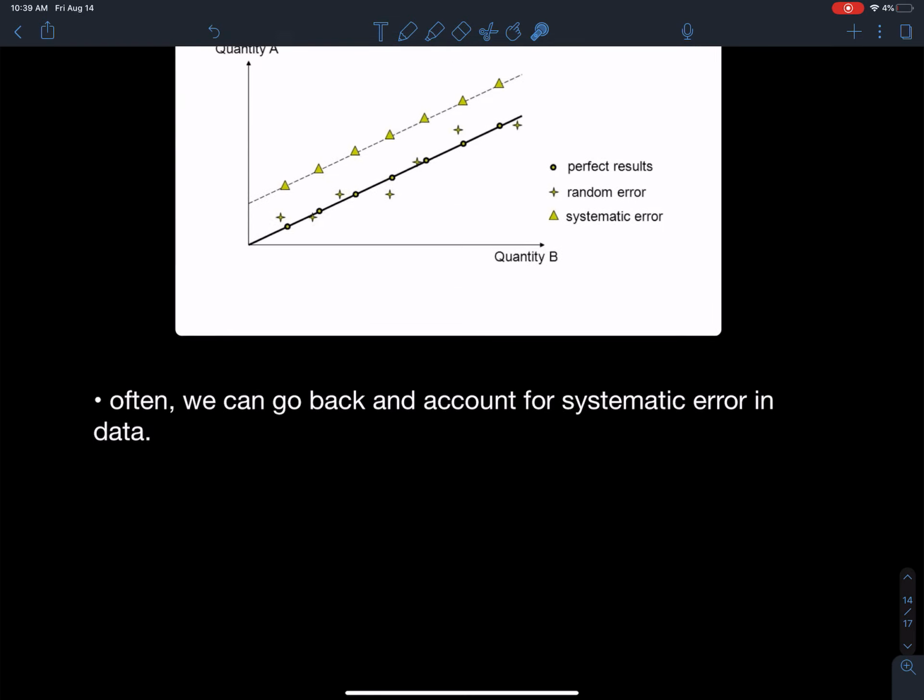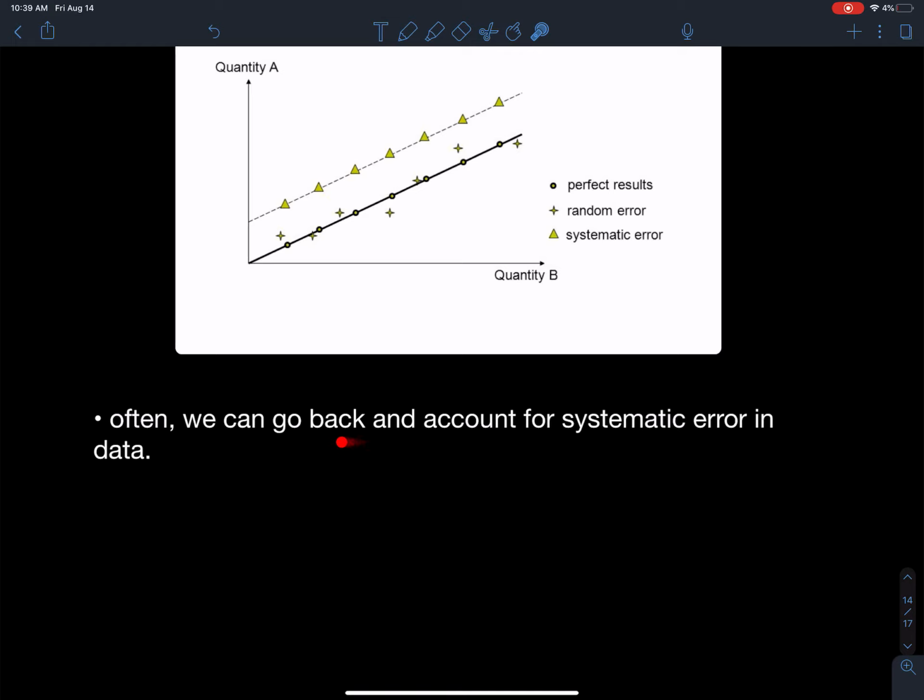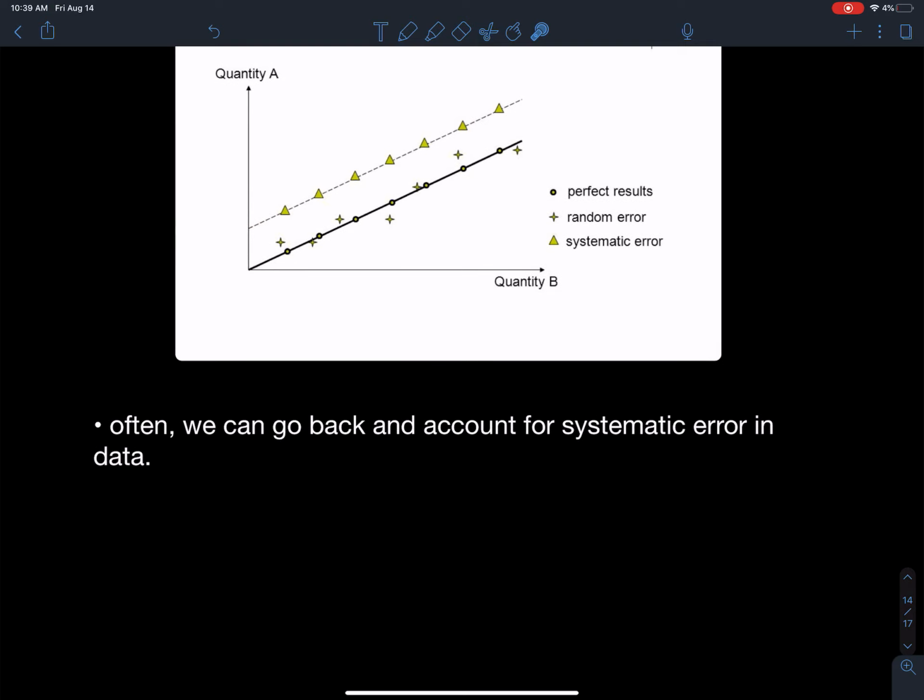So often, after the experiment's done, you can go back in your evaluation and you can artificially remove that. You have to show that you did that and why you did that. But you can subtract. If I took the data and I subtracted that difference, it would all come down and give me my perfect result. Okay, and you'll be expected to do that after collecting data.